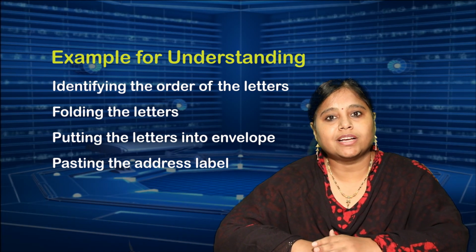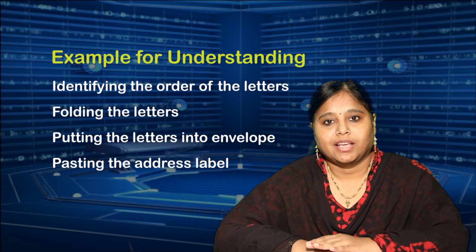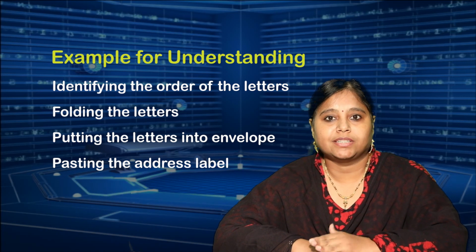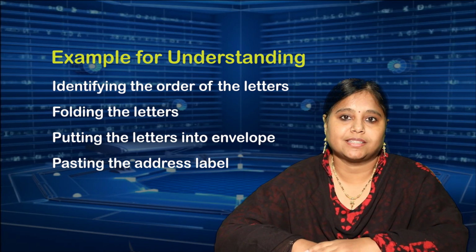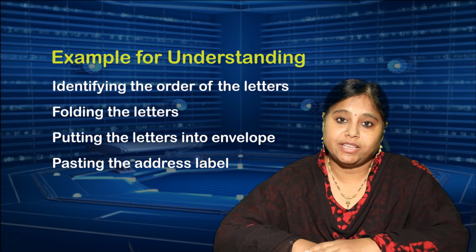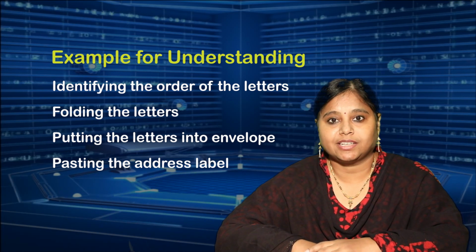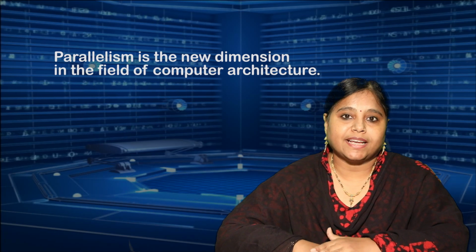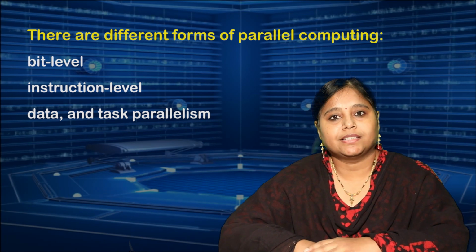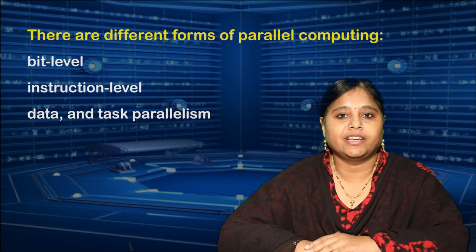So that particular work is divided into different tasks. If these tasks are performed by only one person, then it is called a sequential task. If the work is divided into 4 tasks and 4 persons are doing them simultaneously or concurrently, then it is called parallelism. Parallelism will improve the performance of a system drastically. In computer system architecture, parallelism is the new dimension. Parallelism can be implemented in many ways: bit level parallelism, task level parallelism, and instruction level parallelism.